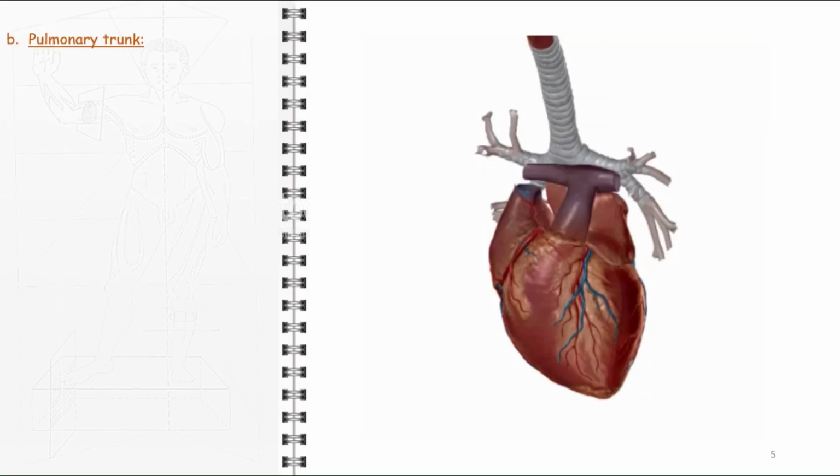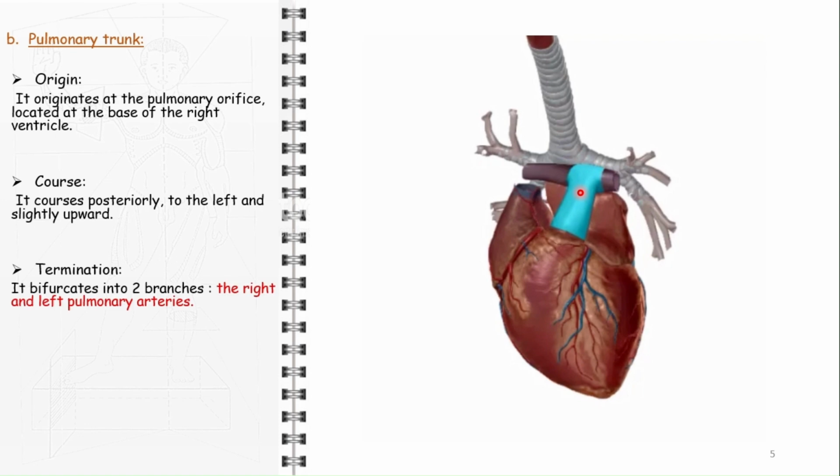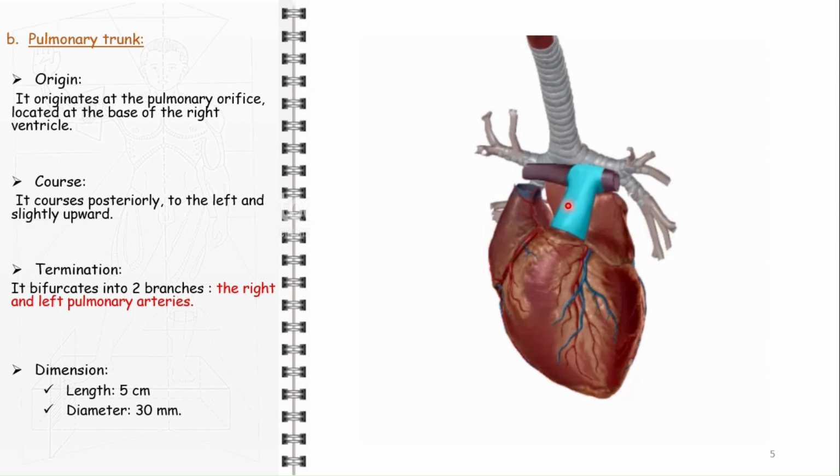Moving on to the pulmonary trunk. It originates at the pulmonary orifice, located at the base of the right ventricle. It courses posteriorly, to the left, and slightly upward. It terminates behind the left border of the ascending aorta, where it bifurcates into right and left pulmonary arteries. The pulmonary trunk has a length of 5 centimeters and a diameter of 30 millimeters.